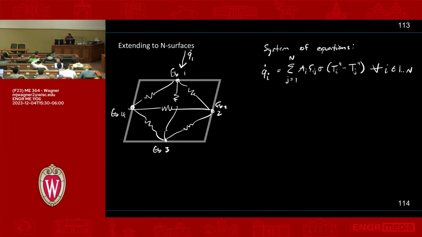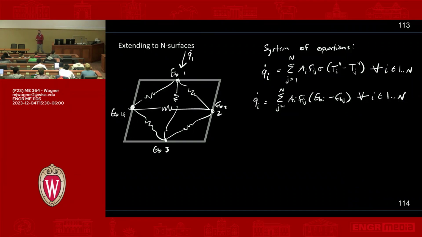Okay, in other words, let's just write this in terms of emissive power. So Q dot i equals the summation, j equals 1 to n, of A_i F_ij, E_Bi minus E_Bj. Again, for all i in the set from 1 to n. So notation is important here.